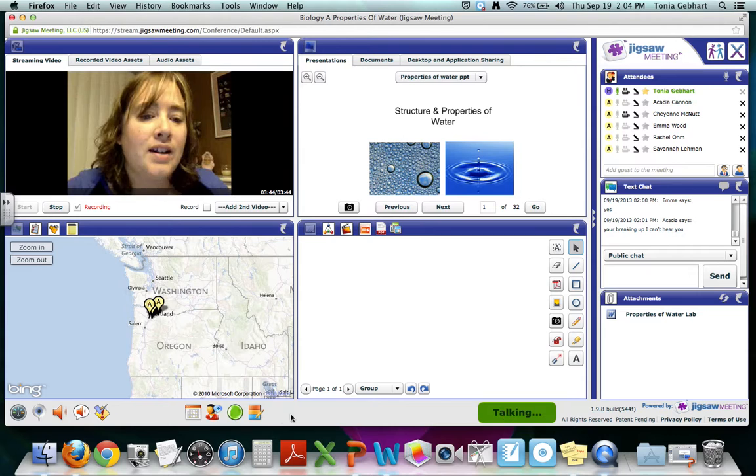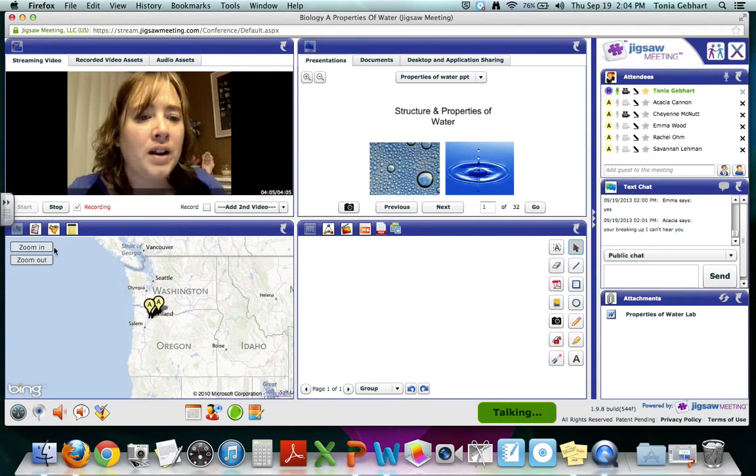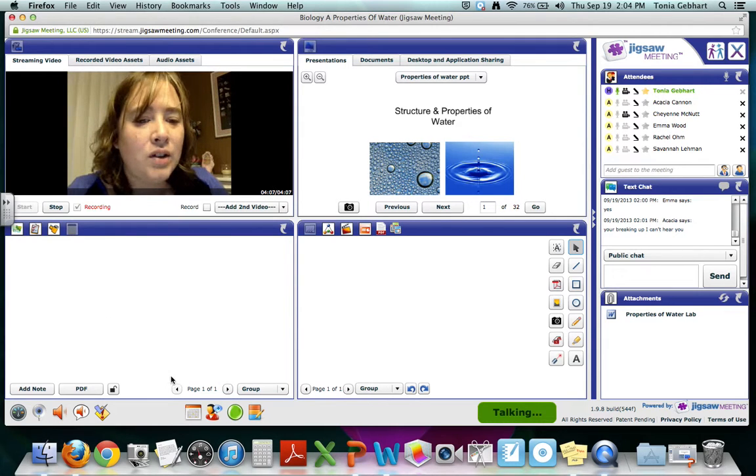If you see down at the bottom left, there is a map. It's showing where we are all located, which is kind of fun if we're not all from the same area. But for now, what you'll see is there's 4 icons. The first one is the map. If you see the last icon, it looks like a little yellow notepad. If you want to click on that, it'll give you the option to add a note.